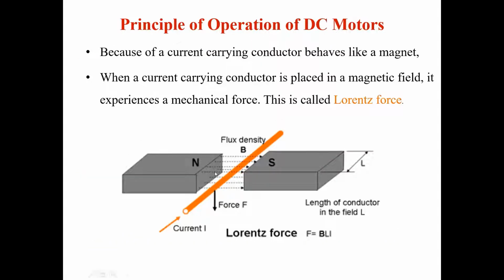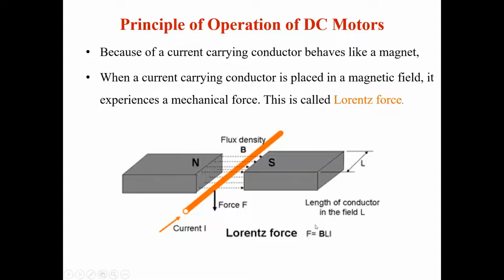And this was the principle that I've already stated at the introduction part. So this is a stator part, which is responsible to produce a magnetic field. And this is the armature, which is a current carrying conductor and also will produce a magnetic field around it. So the magnetic field produced by the armature and the stator will interact and produce a force that is known as Lorentz force.